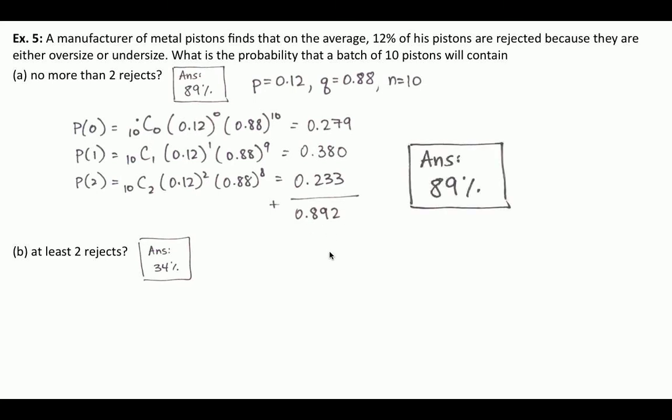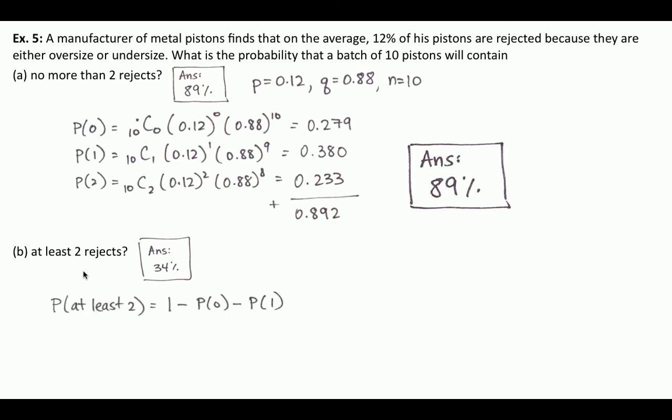Okay. At least 2 rejects. Again, the same thing: P is equal to 0.12, Q is equal to 0.88, N is equal to 10. At least 2 rejects, so we want 2 or 3 or 4 or 5 or 6 or 7 or 8 or 9 or 10. So there are a lot of desirable cases. Could I use something else? Yes, because there are only 2 undesirable cases, 0 and 1. So we do 1 minus the probability of 0 minus the probability of 1.